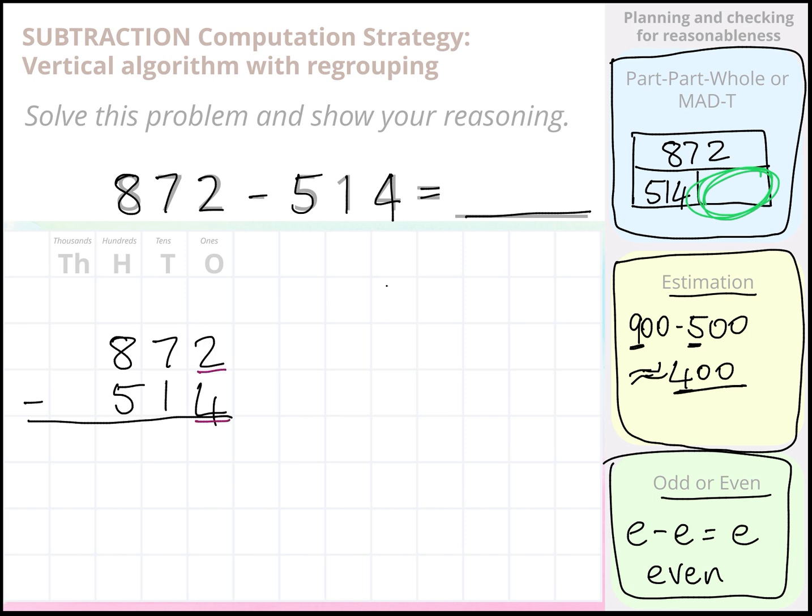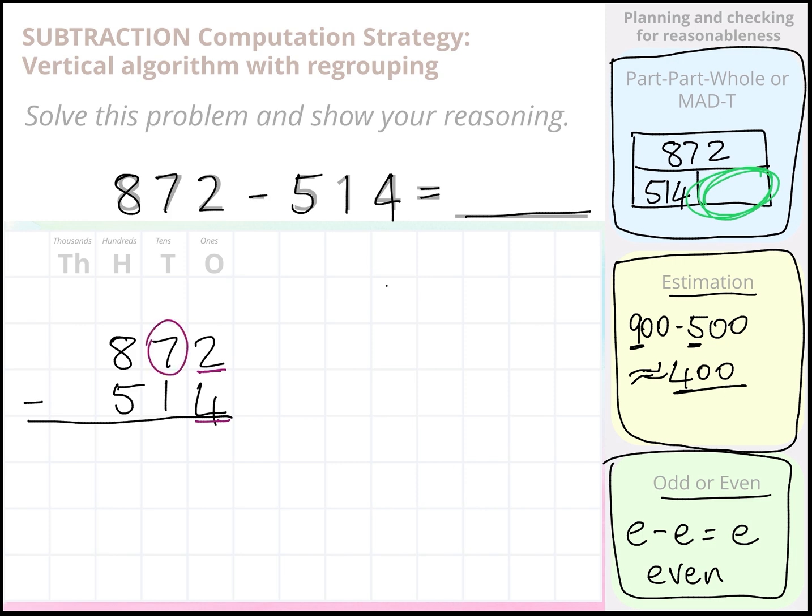Some people are going to say, oh, that's easy, 4 take 2 is 2. But we actually started with 2, and we need to take away 2 plus another 2. Where am I going to get that other 2 from? Okay, so I've got 2 ones, take away 4 ones. What I need to do is regroup.